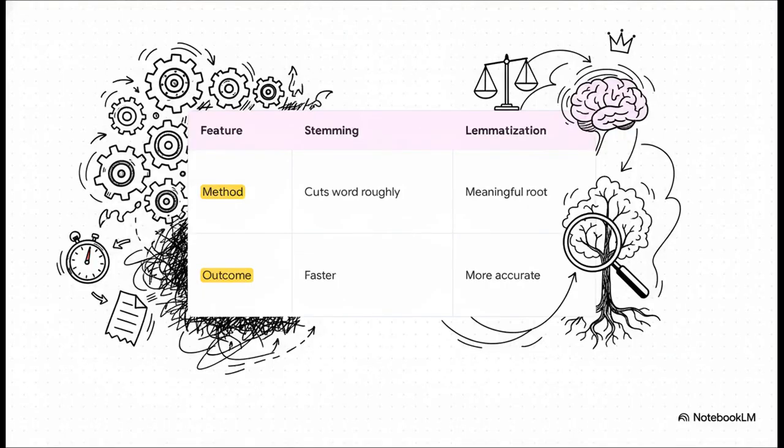So this is a really important takeaway, especially if you're studying. It's all about the trade-off. Stemming is fast, but rough. Lemmatization is slower, but much, much smarter. So the one you choose really depends on your goal. Do you need speed, or do you need accuracy?